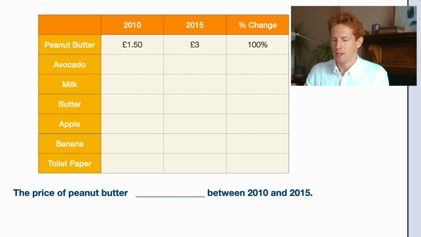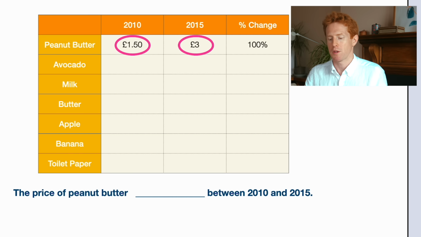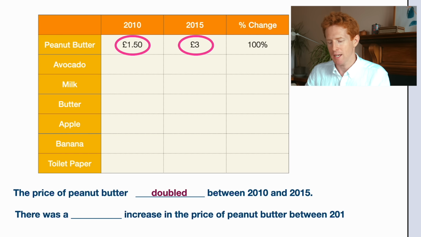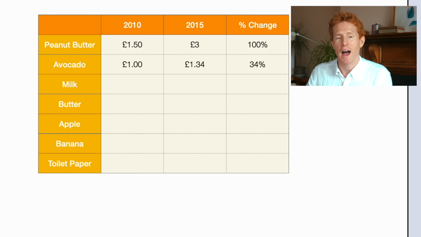Okay, let's look at the table. In 2010, the price was £1.50. In 2015, the price was £3. So the price of peanut butter has doubled. Or there was a something increase in the price of peanut butter between 2010 and 2015. There was a twofold increase. So twofold increase or doubled. These are synonym phrases.